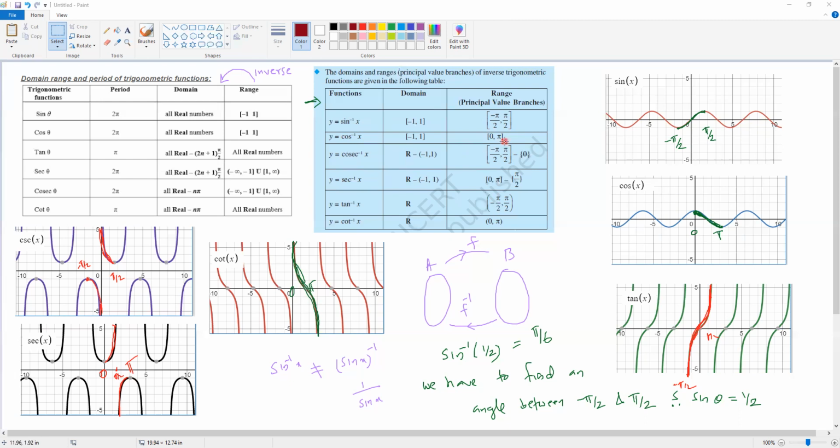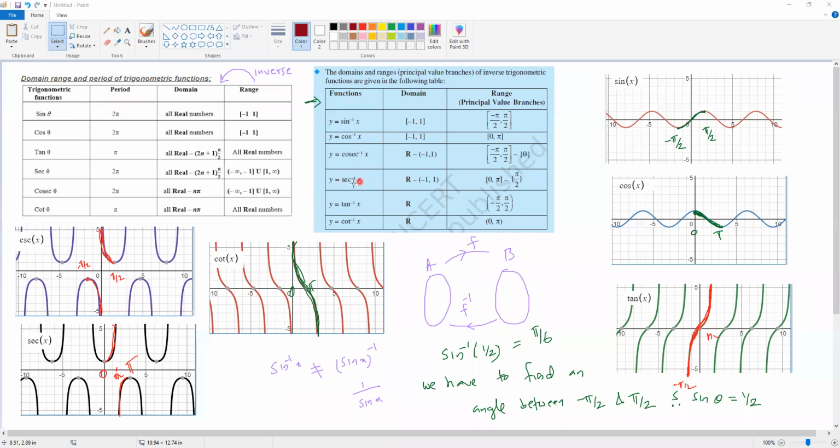The principal value branch of cosecant inverse x is the same as, देखो, cosecant x का principal value branch is same as sin inverse x का principal value branch. Only thing is cosecant x is not defined at 0, so that is avoided. याद रखने के लिए इसी है, isn't it? ऐसे connect करके पढ़ाई कर लेना.